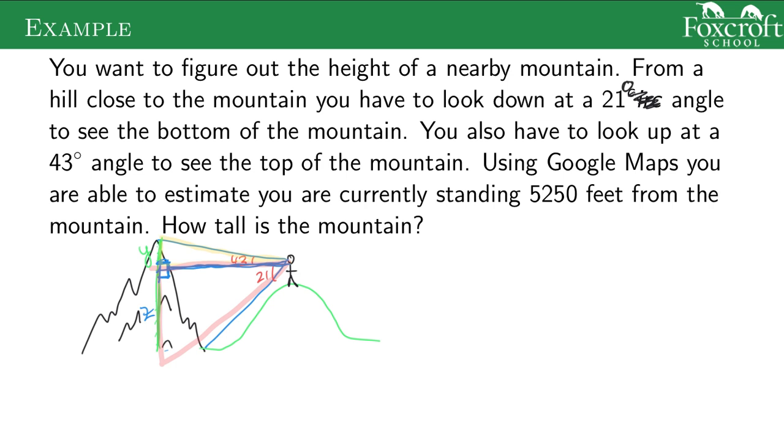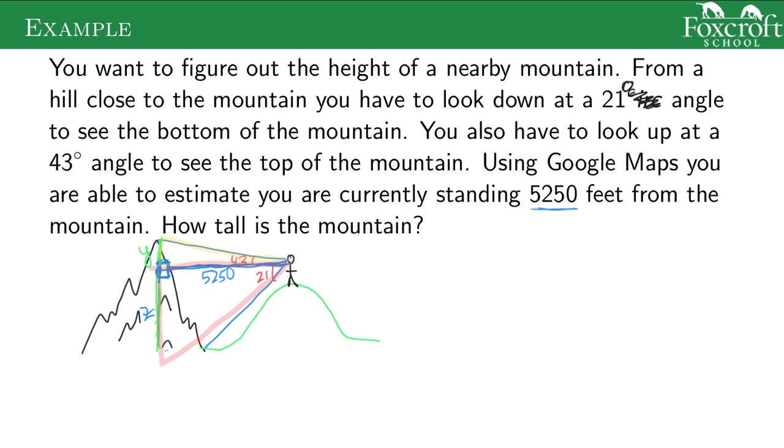Right. The only thing I haven't labeled in this problem is the 5250, because it's not completely obvious where this goes in the problem. I have 5250 is the distance from the mountain to me, so this central line there is 5,250. So now I have everything I need to solve this problem.